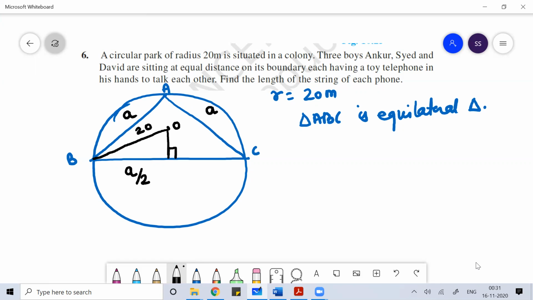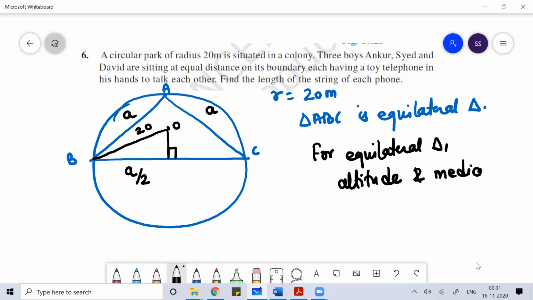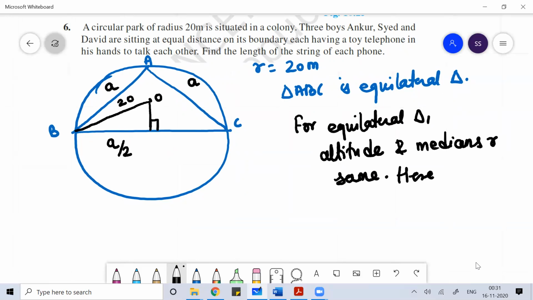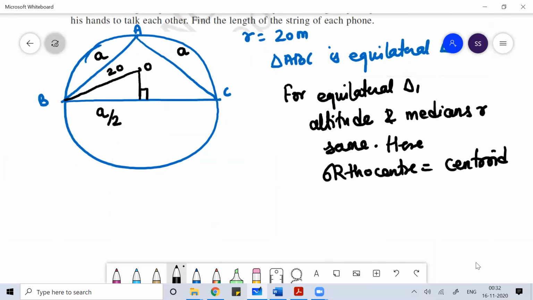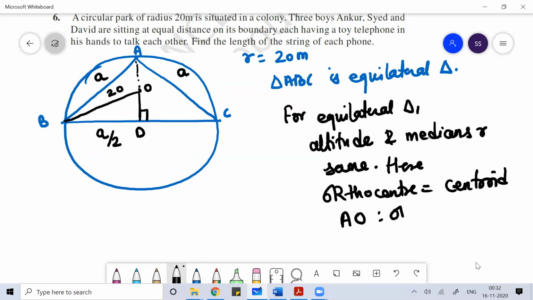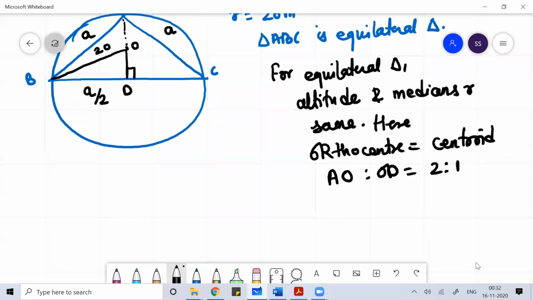Here we use the property of the triangle. For an equilateral triangle, the altitude and the median are the same. So the altitudes and medians are same. Here the orthocenter will be equal to the centroid. Suppose this is D. Here AO is to OD, that will be 2 is to 1, and so OD will be equal to 1/3 of AD.